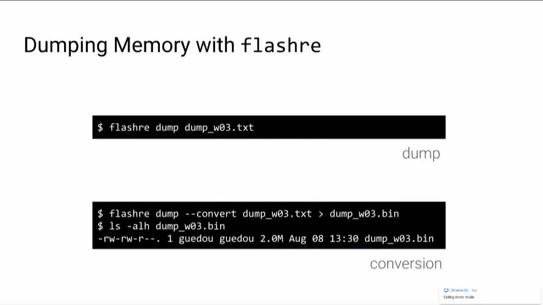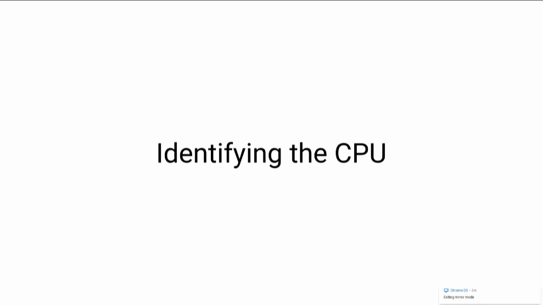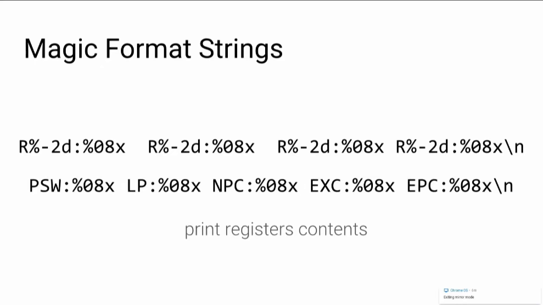So we can go back to our game plan and check the first item, which was the memory dump. The dump being bigger than the update, the next thing we can do is try to identify the CPU architecture. And to do so, we'll use strings again. These 2 strings are really interesting because they are likely used in order to print register values. In the first line, it's likely that the register names will be R00, R01, R02. The second line is likely containing specific registers named PSW, LP, and PC.